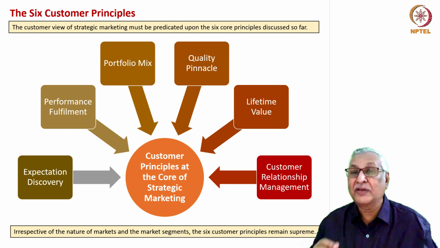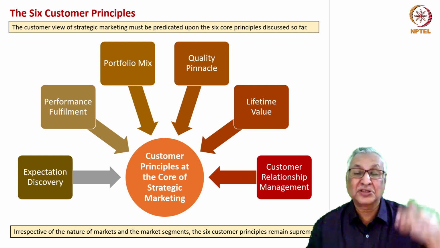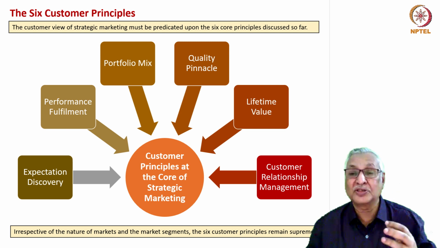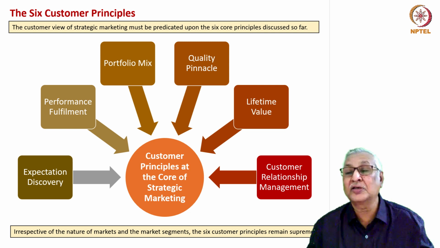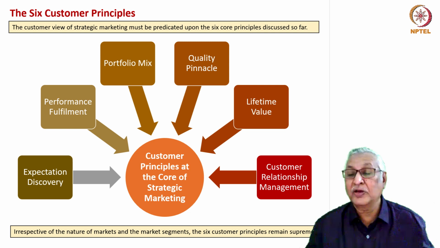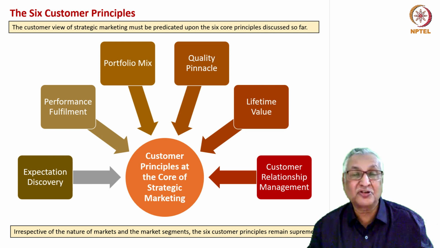The fifth is the lifetime value of the product or service. And we have seen how the lifetime value gets composed or computed as a series of steps from purchase cost to operating cost to service cost and resale value. Then we have customer relationship management, which is going to knit together all of these things. Irrespective of the nature of markets and the market segments, the six customer principles remain supreme.